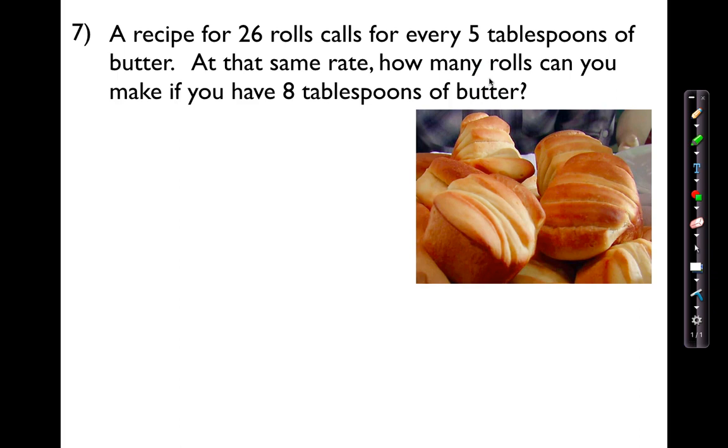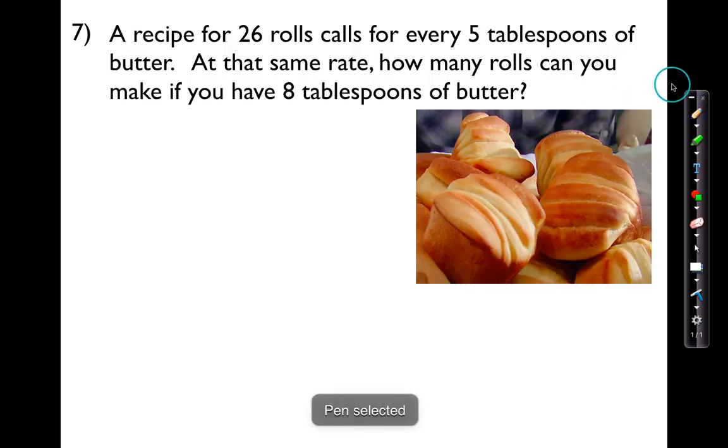Now moving on to a word problem. Here it says, number 7, a recipe for 26 rolls calls for 5 tablespoons of butter. At that same rate, how many rolls can you make if you have 8 tablespoons of butter?